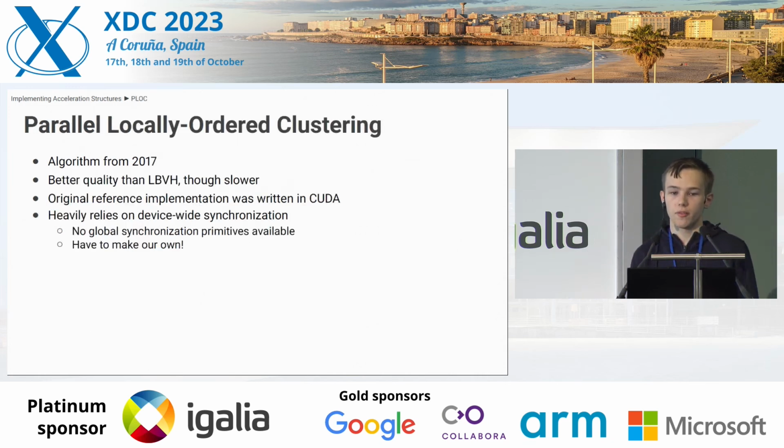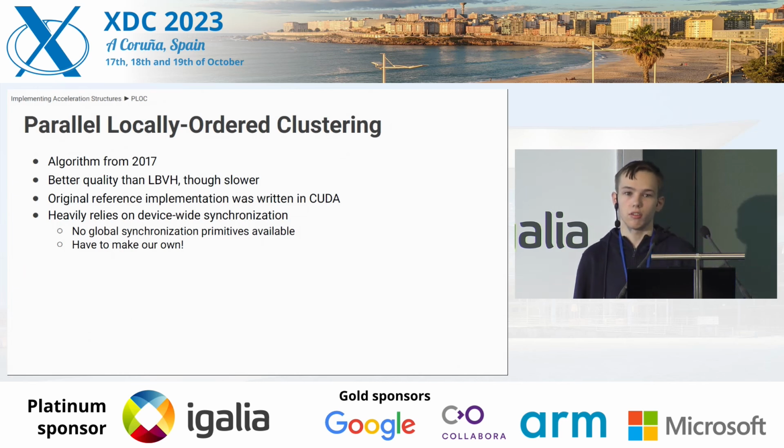The other algorithm we have is parallel locally ordered clustering, or PLOC for short, which is better quality than LBVH, although it's quite a bit slower. This is mostly because it actually needs to synchronize after building each tree level, and we don't know how many tree levels we have to build in advance, so we can't just emit some pipeline barriers and be done with it. We actually need something to trigger a whole GPU-wide synchronization from inside the shader.